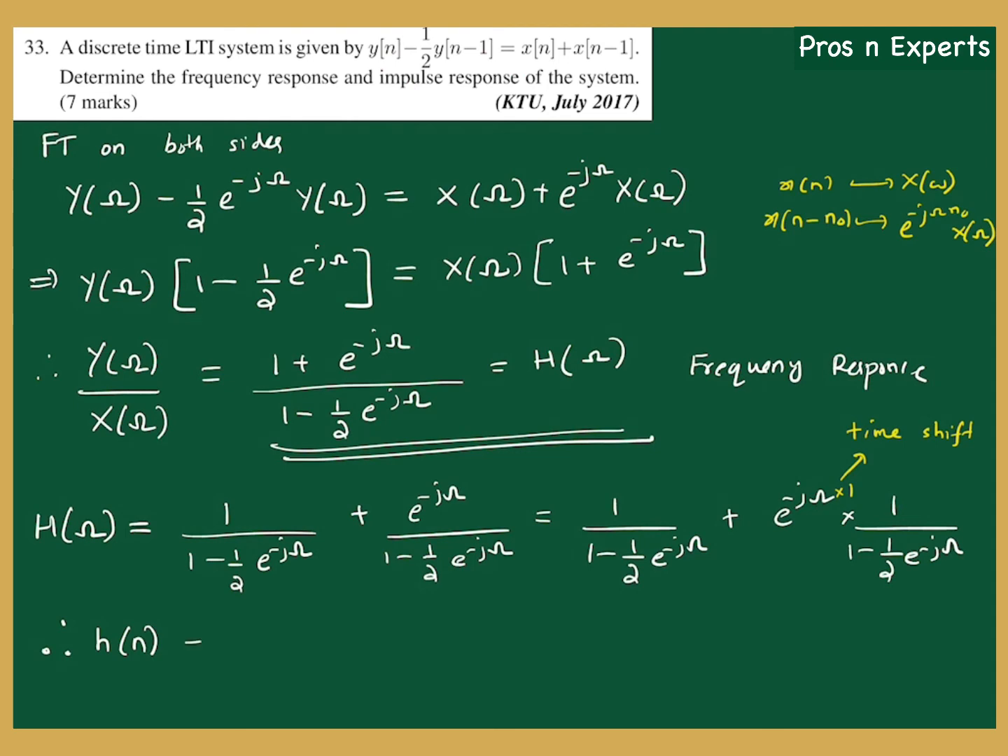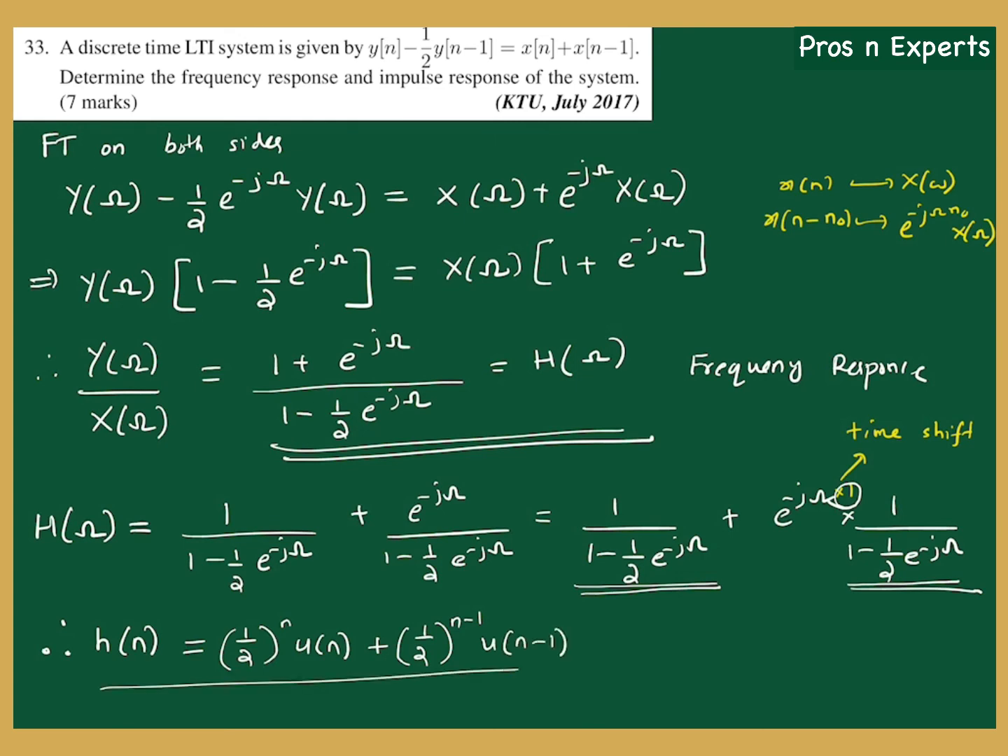So h of n equal to, what is the inverse DTFT of this term? It is half raised to n u of n, right? Plus, the inverse DTFT of this term also is half raised to n u of n, but it is shifted by 1 unit to the right. So half raised to n minus 1 u of n minus 1. Okay, so this is the answer.